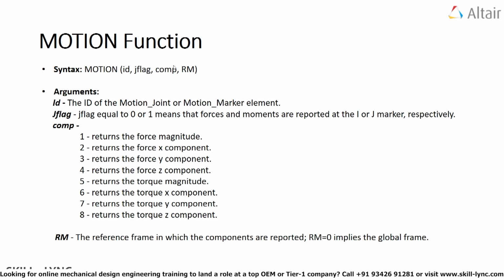And the third argument is basically the component. If you have 1, it returns the force magnitude. If you have 2, it will be returning the value of the force x component. 3 will return the force's y component. 4 will return the force's z component. 5 will return the torque magnitude. 6 will return the x component of the torque. 7 will return the y component of the torque. And 8 will return the z component of the torque.